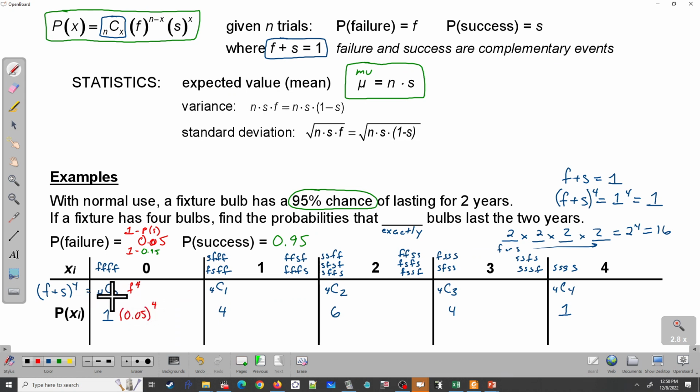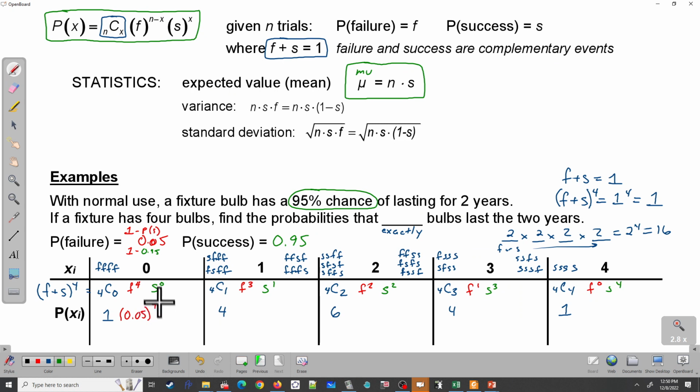Well, every time I expand the binomial, this degree went down by 1. And that makes sense. If I have 3 failures, I would have 1 success. 2 failures means 2 successes. 1 failure means 3 successes. And then technically, f to the 0 means I had no failures, which means they were all successes. As the failures are going down, the successes are going up. So this becomes s to the 0 here, s to the 1st here, s to the 2nd here, s to the 3rd here, and s to the 4th.